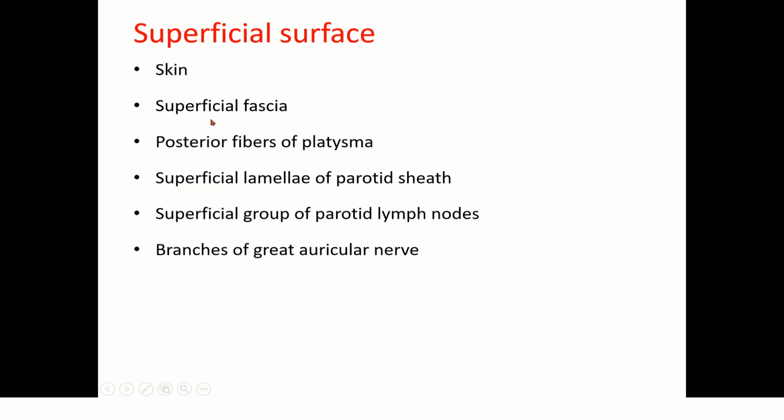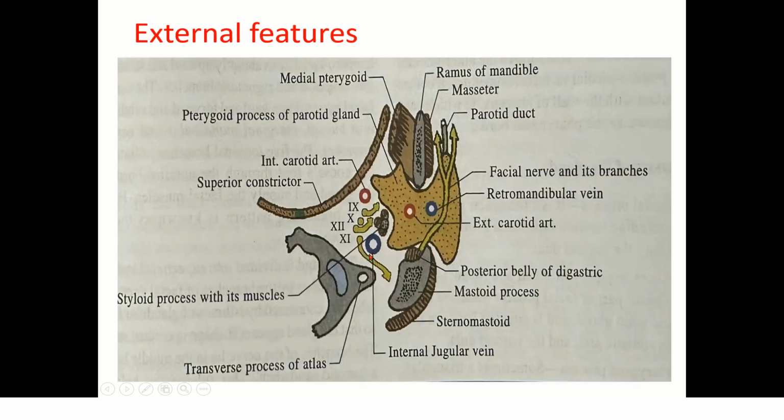So then the superficial surface is covered by skin, superficial fascia, posterior fibers of platysma, the superficial lamella of the parotid sheath, the superficial group of parotid lymph nodes, and branches of the great auricular nerve. You can see here, this will be the superficial surface. From outside inwards, it will be the skin, superficial fascia, platysma, and then the superficial lamella of the parotid sheath with superficial parotid lymph nodes.